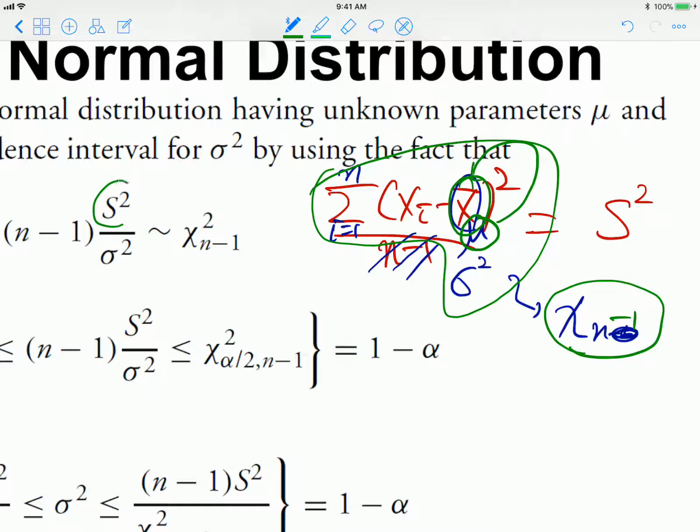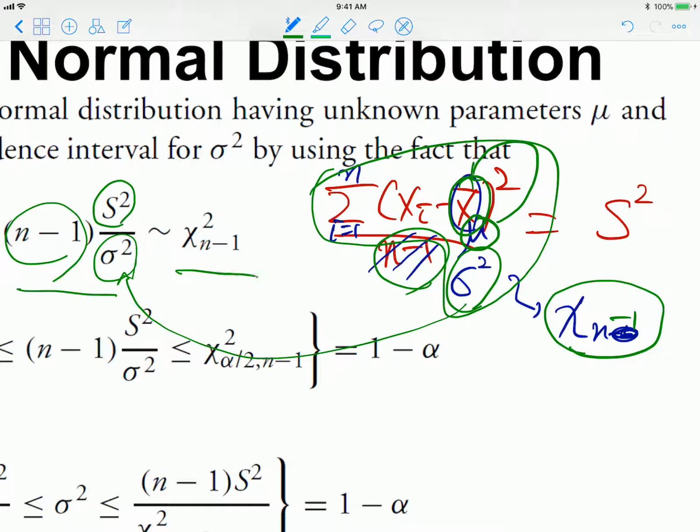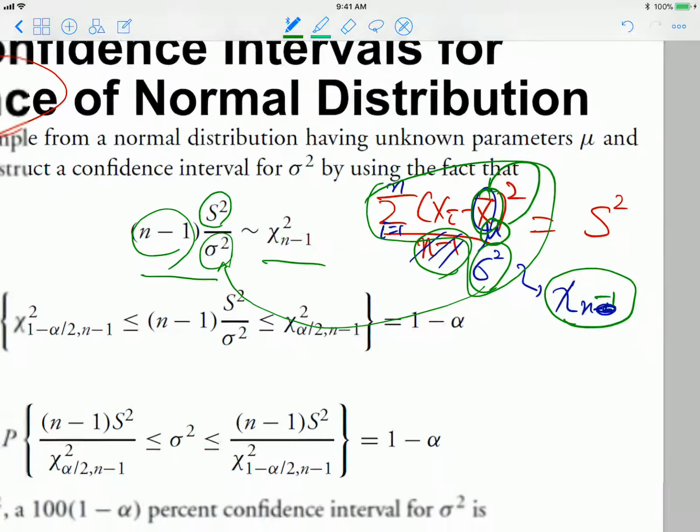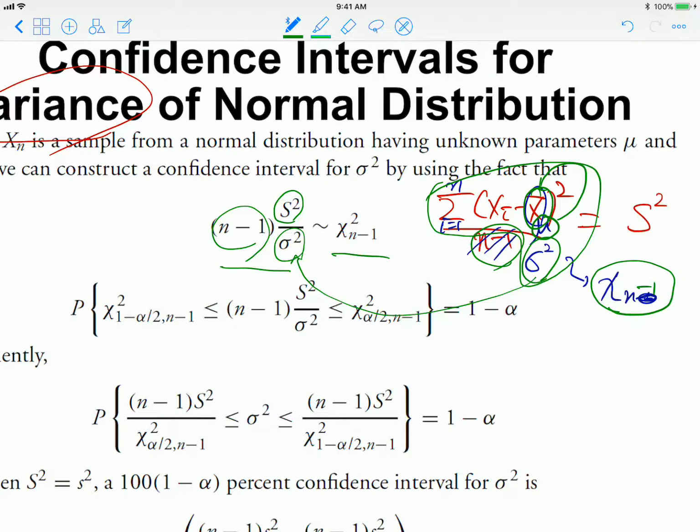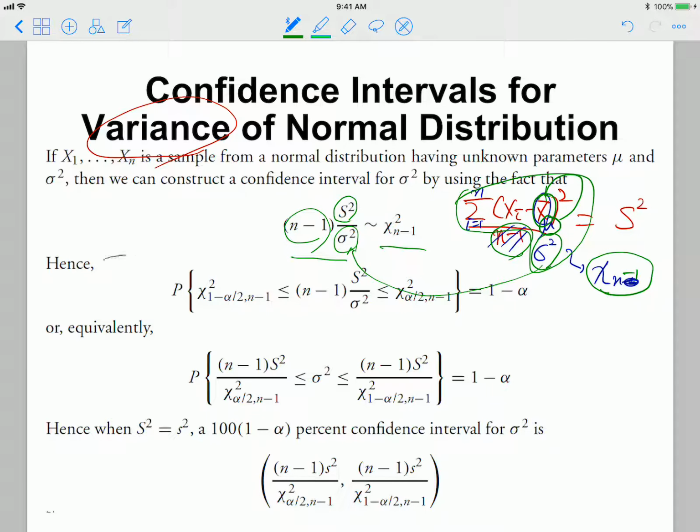Okay, and thus we have this, and then we just cancel this out by multiplying, and that will follow this chi-square distribution, right? Then we can obtain this interval estimate. What is the general shape of the chi-square distribution? It was something like this, right? Okay, then let's remember.